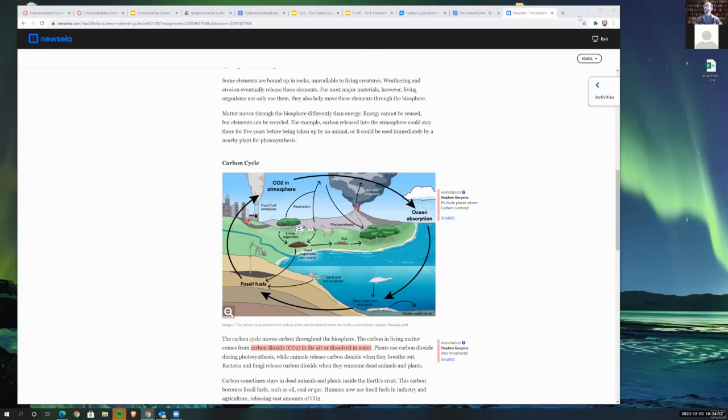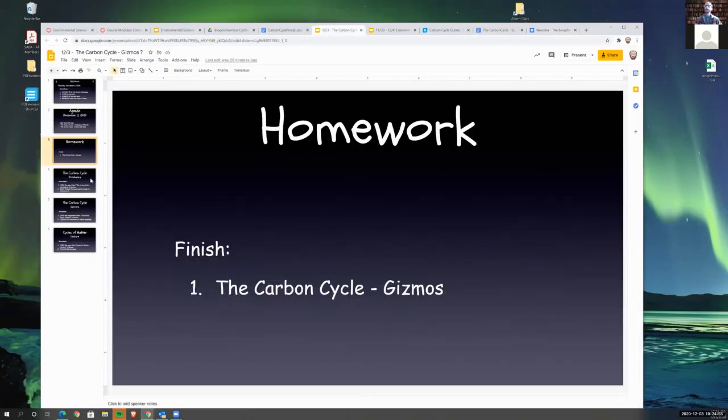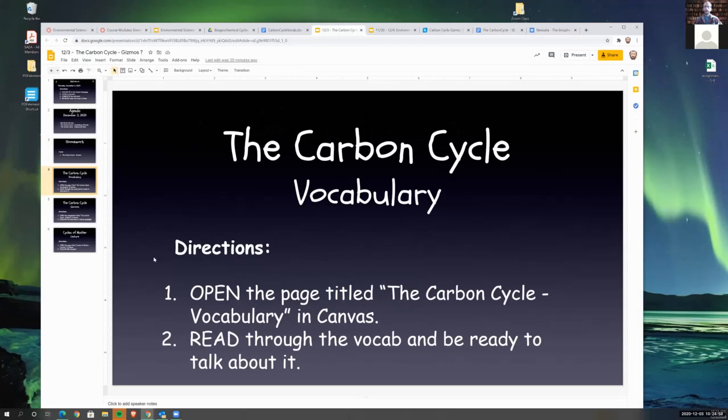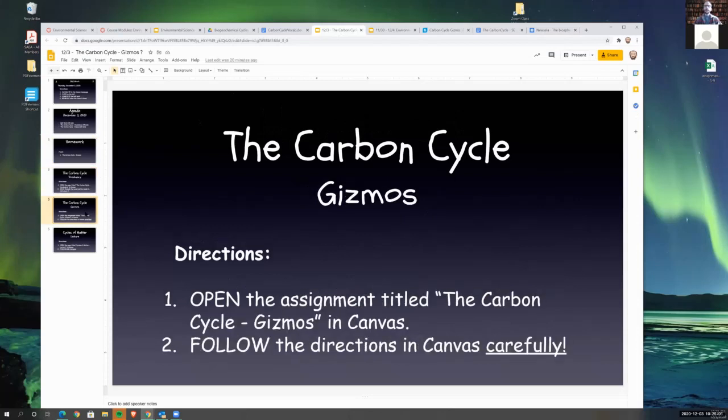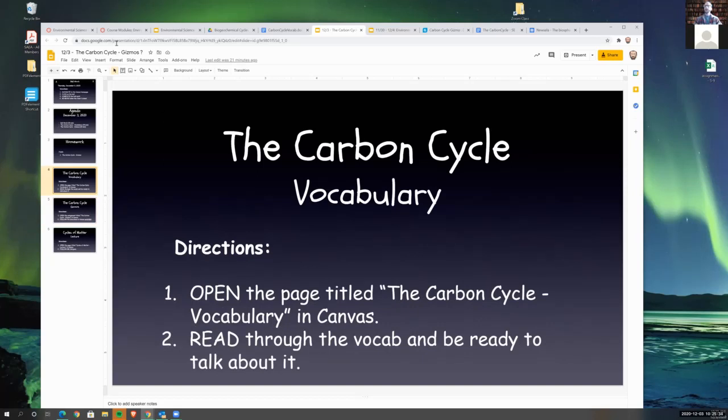So how are we going to do that? Well, we're going to first read some vocabulary together. And that vocabulary is going to help us with a gizmo. That gizmo is a simulation of carbon moving through ecosystems, moving through our environment. And we're going to get to see where that carbon can move, whether it's being photosynthesized, whether it's being processed or burnt through cellular respiration, or burnt through another way. So let's go to Gizmo. Oh, excuse me. Let's go to our vocabulary first.